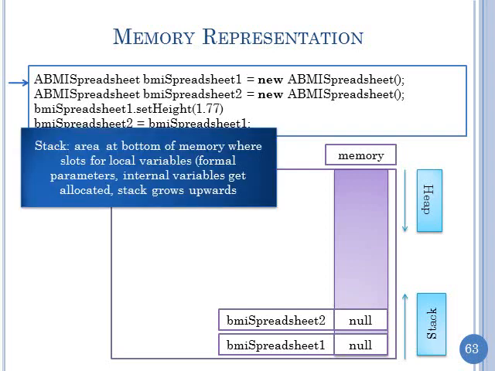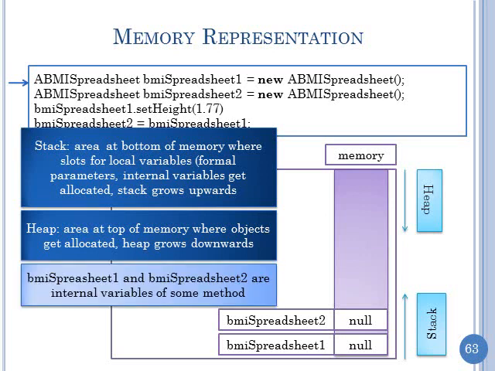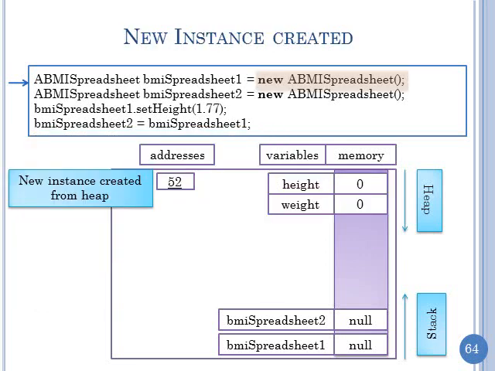This is pretty much saying a stack is an area at the bottom of memory where slots for local variables get allocated, and the stack always goes upwards. The heap is an area at the top, and the heap goes downwards. So this is basically what I just said.